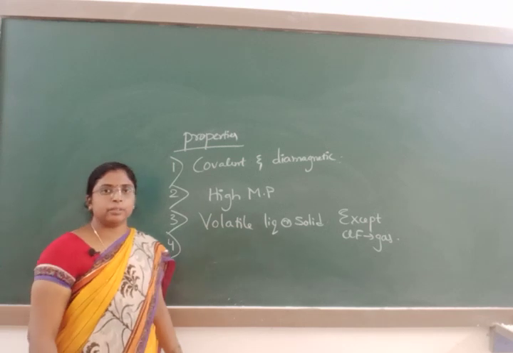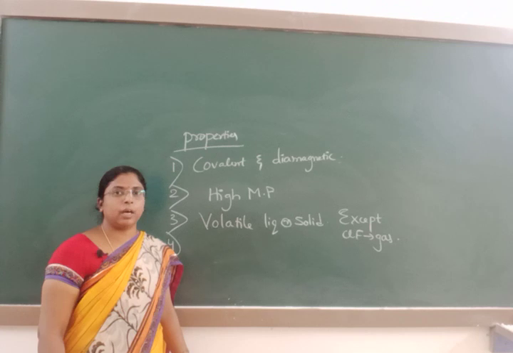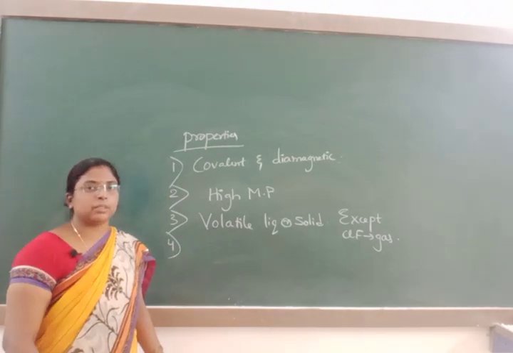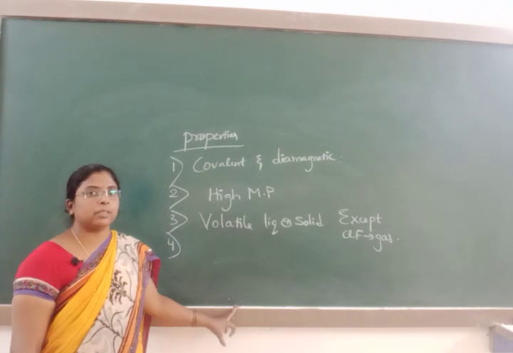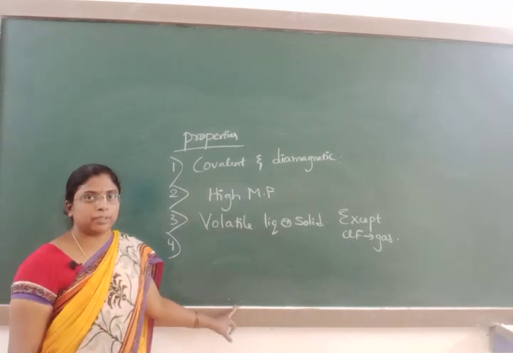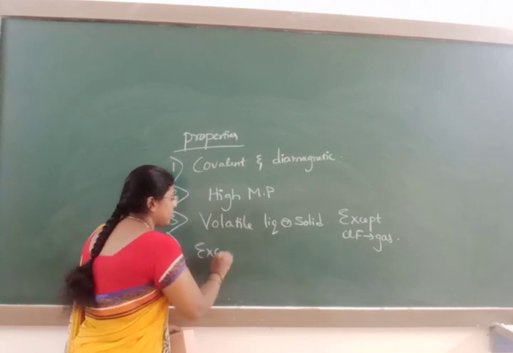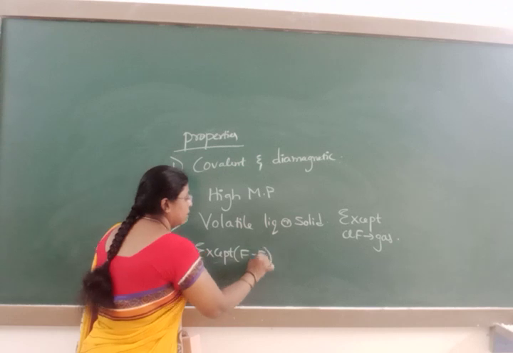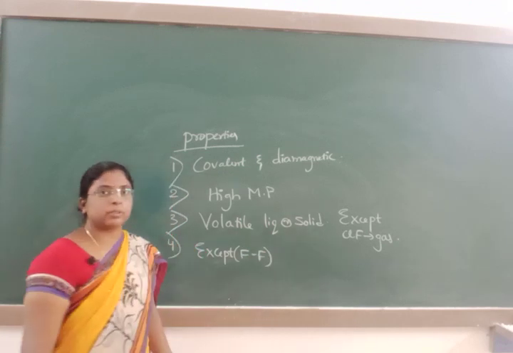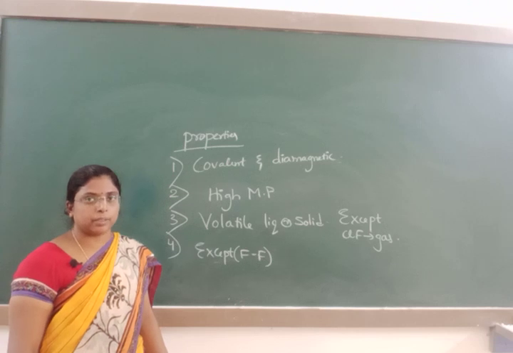Interhalogen compounds are more reactive than halogens. Interhalogen compounds have dissimilar halogen atoms, whereas halogen molecules have the same halogen atoms, except fluorine. All the interhalogen compounds are more reactive than the halogens.